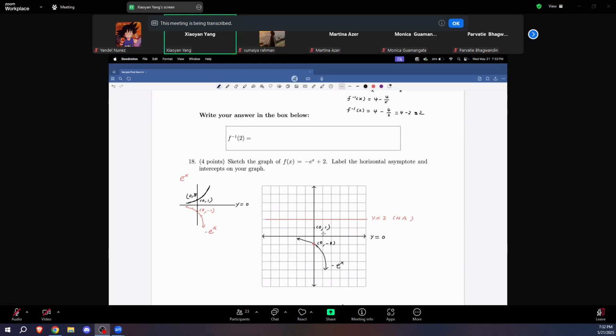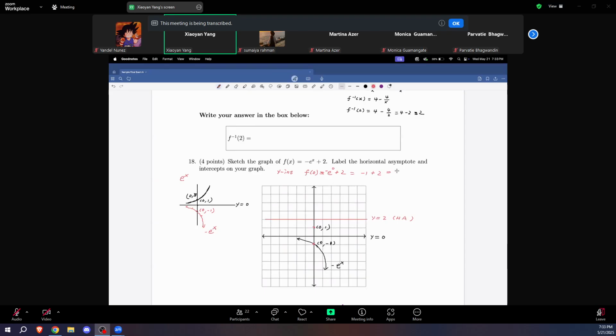So how to figure out the corresponding y value here? So far I have the x value. How to solve for the y value? Very simple. Just replace x by 0. e to the 0 equal to 1. Negative, drop down, plus 2. So this equals 1. We have (0, 1).